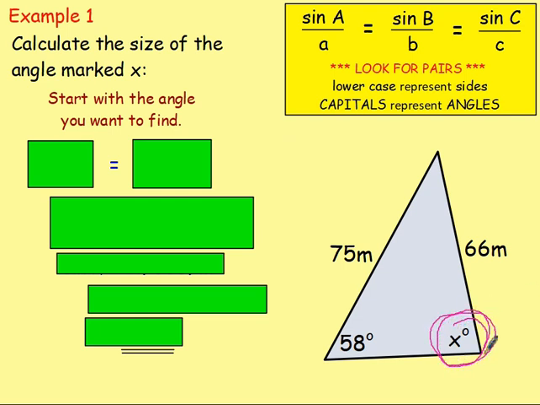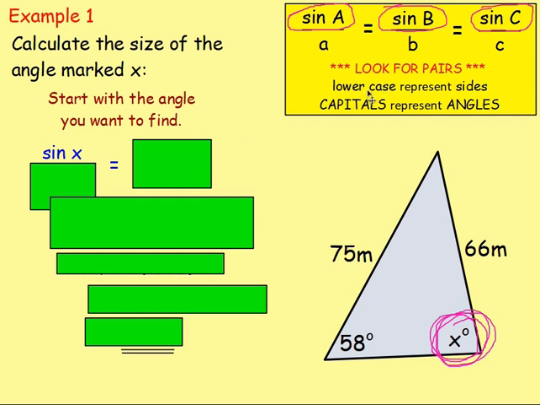Because we're wanting to work out the size of the angle, we are starting with that. But remember, if you want to work out the size of an angle, the angle has to go on top. And remember, it's always sine of the angle. So when we're writing this, because we're wanting to work out the size of angle X, we're going to have sine X. That's what we're starting with.